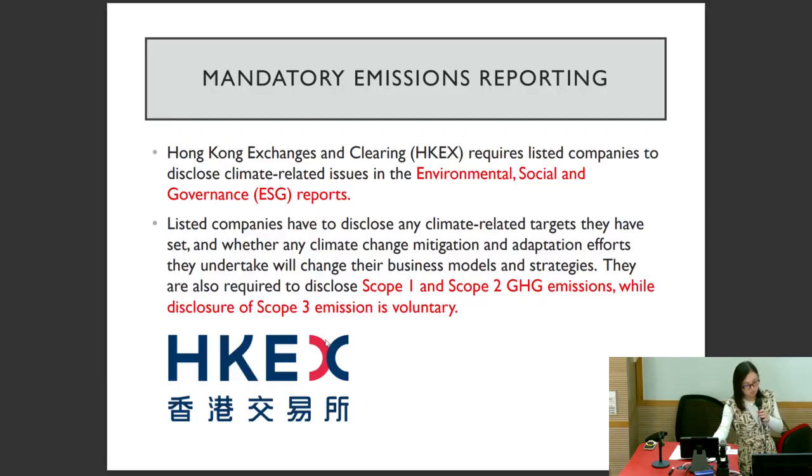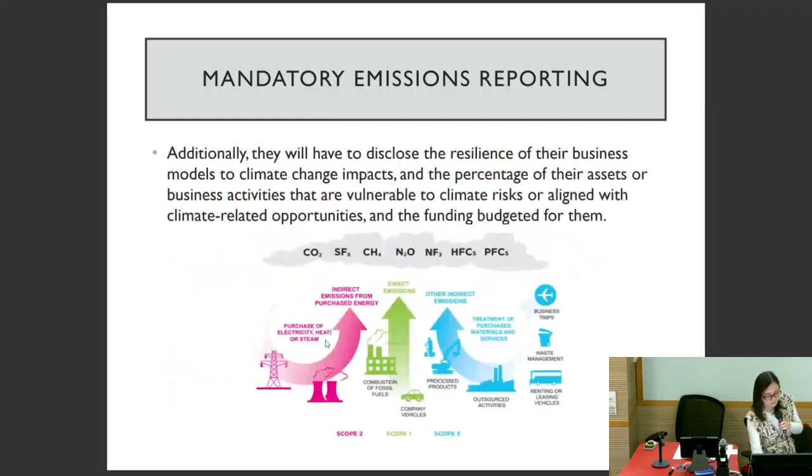They are also required to disclose the Scope 1 and Scope 2 greenhouse gas emissions, while disclosure of Scope 3 emissions is voluntary. I think starting this year, Scope 3 will also be mandatory. You can check, but Scope 1 and Scope 2 are a must, and Scope 3 is already a trend. So maybe not mandatory yet, but sooner or later it will be mandatory.